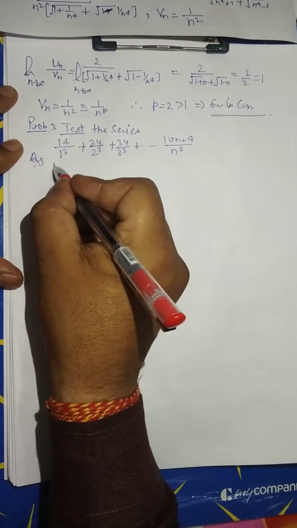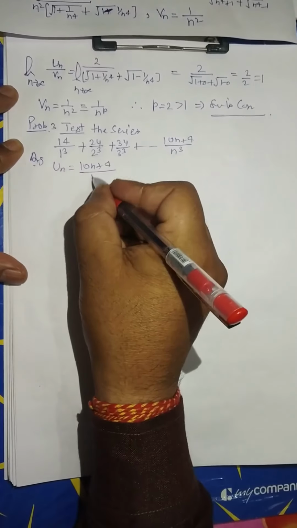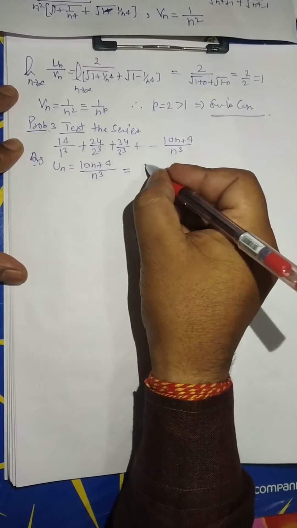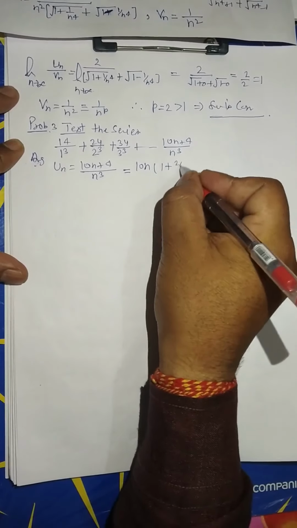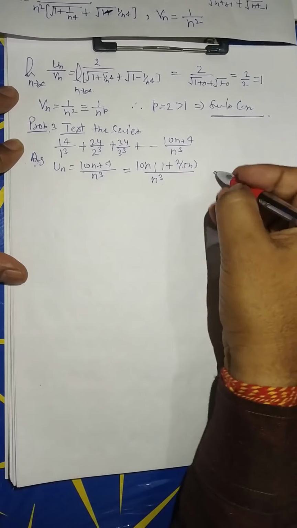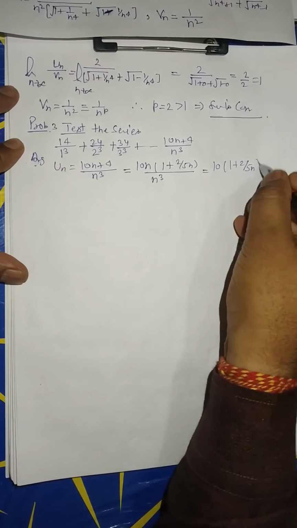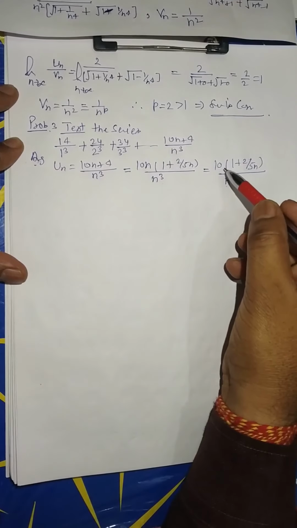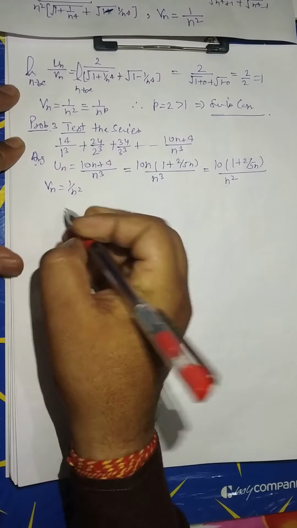Answer: since un equals 10n plus 4 upon n to the power 3, now taking common in numerator 10n, so 10n times 1 plus 2 upon 5n upon n to the power 3, n cancels with n to the power 3, this is equal to 10 times 1 plus 2 upon 5n upon n square. This is the confirmed value of un. We take vn as 1 upon n to the power 2.